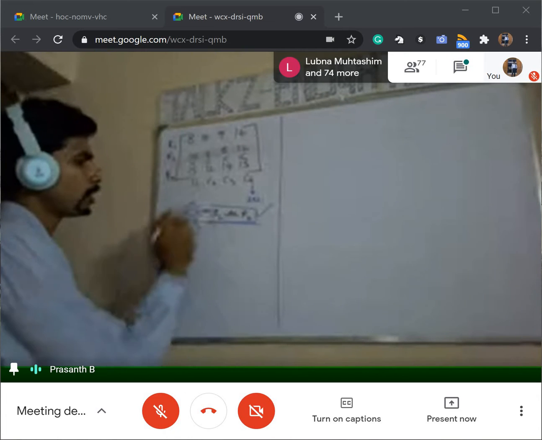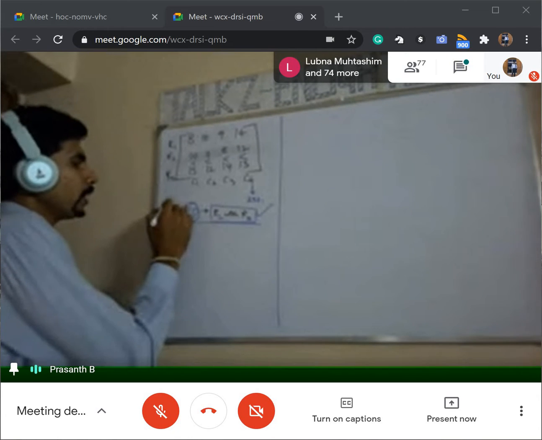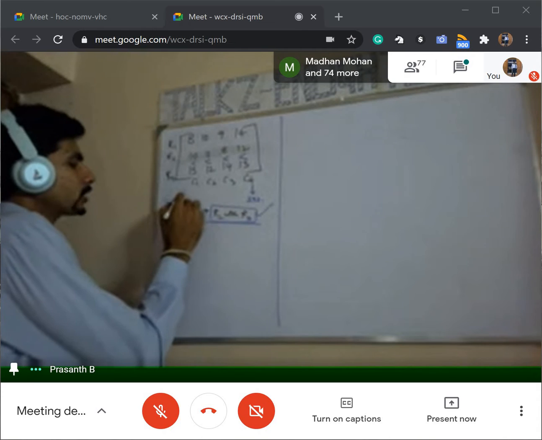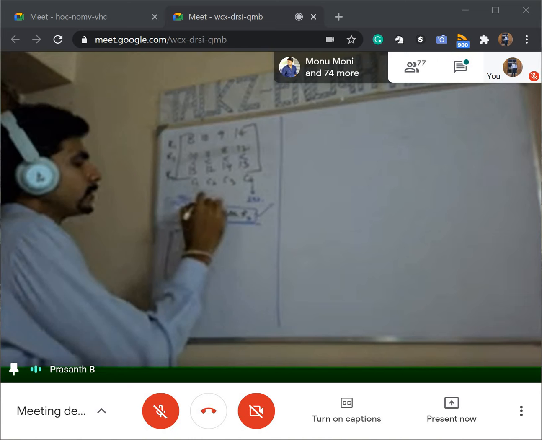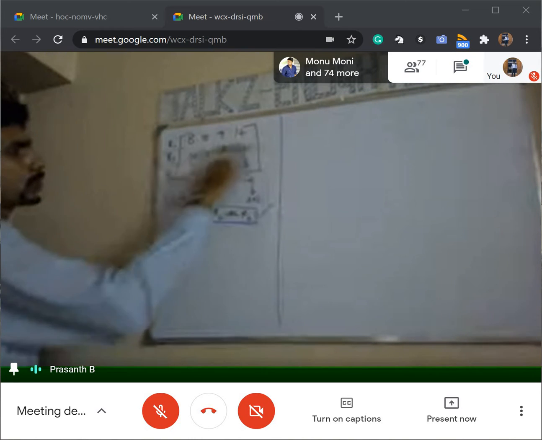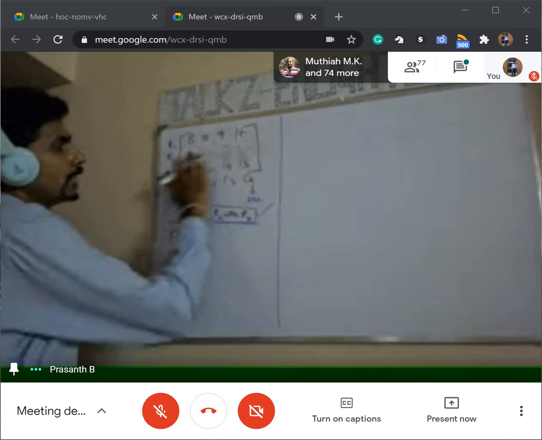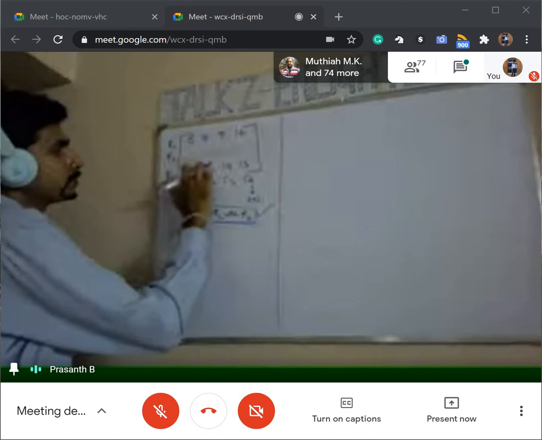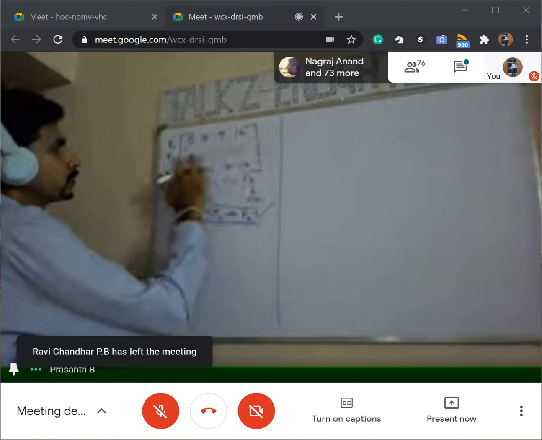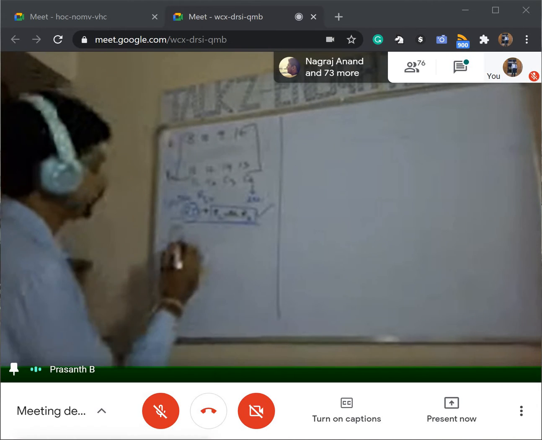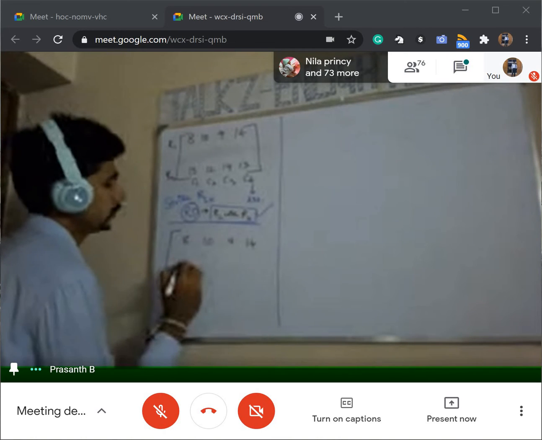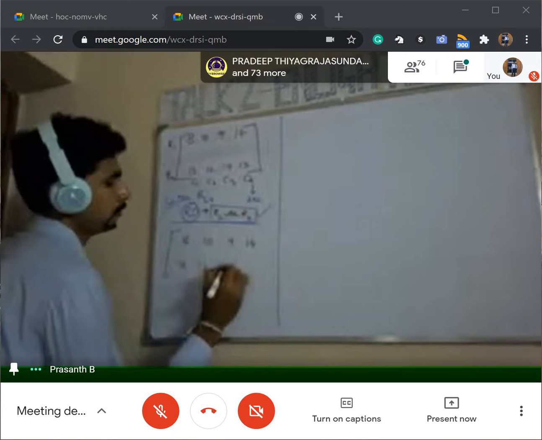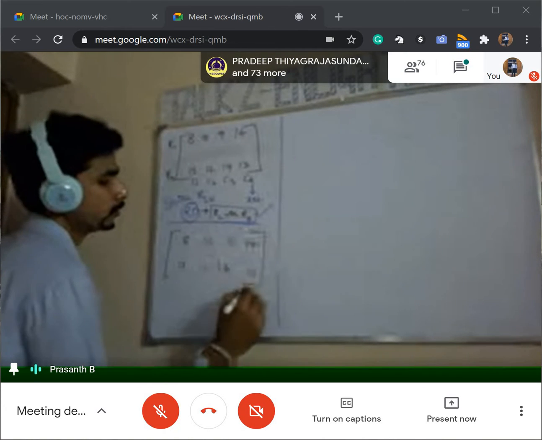Whenever it is the row dominance, I will strike off the row with lesser values. So which is the lesser value? This one, row 2. So R2 will get eliminated. Now the matrix gets reduced to 8, 10, 9, 14, 13, 12, 14, 13.